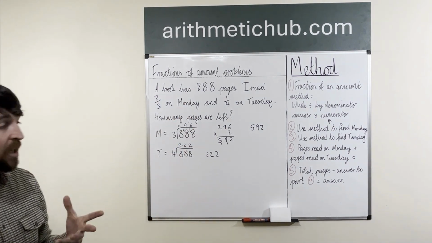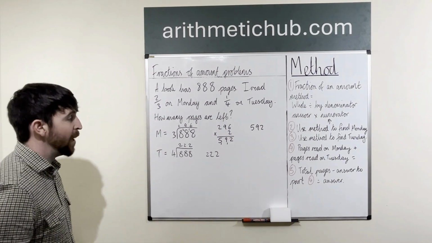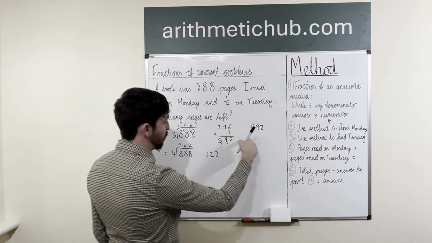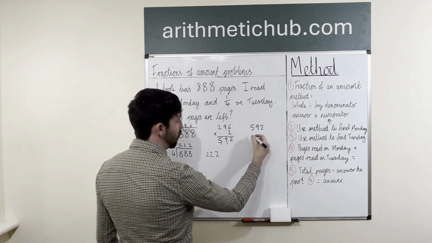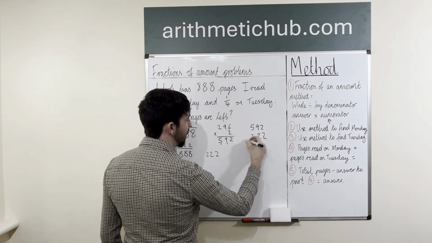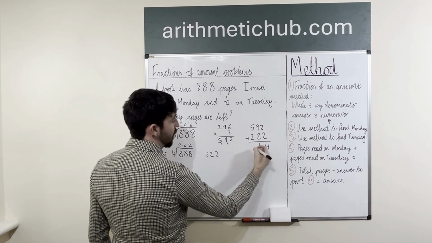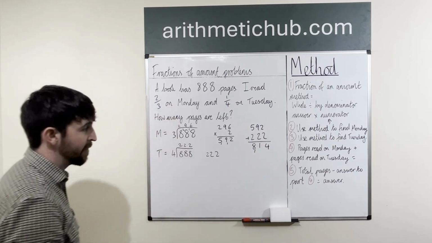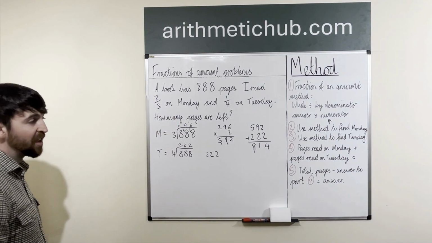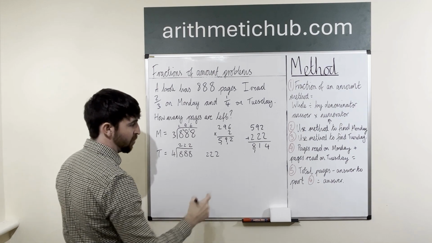So I've done my first 3 parts of the method. The fourth part says the pages read on Monday add to the pages read on Tuesday. Well, I've read 592 on Monday, 222 on Tuesday. So what I'm going to do is add them together. 2 add 2 gave me 4, 9 add 2 gives me 11, 5 add 2 is 7, add the 1 is going to give me 8. So on Monday and Tuesday combined, I've read a total of 814 pages.